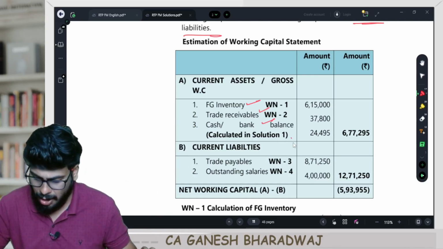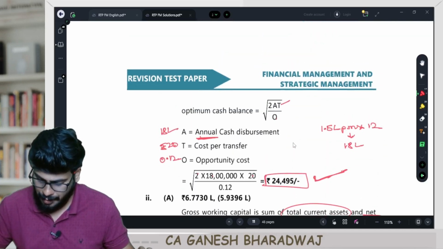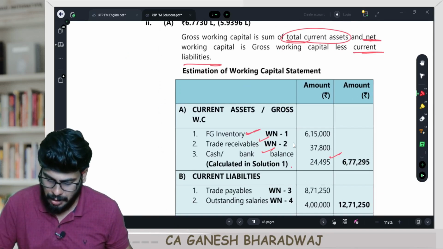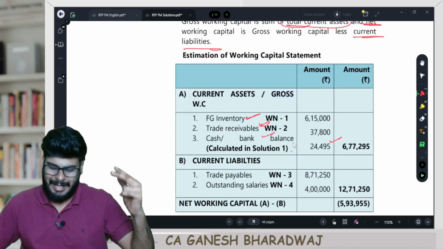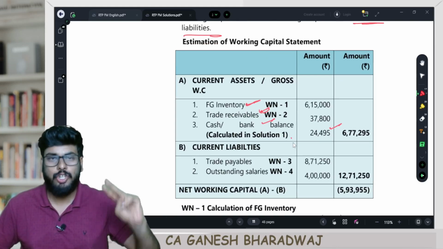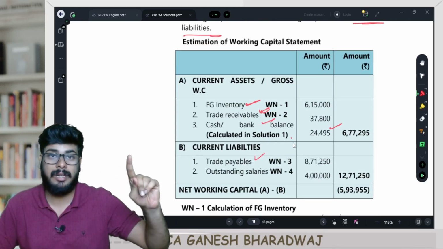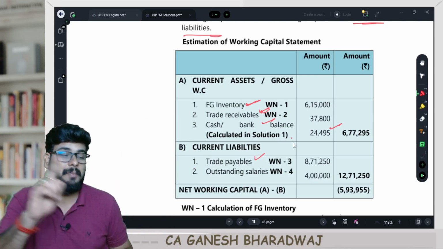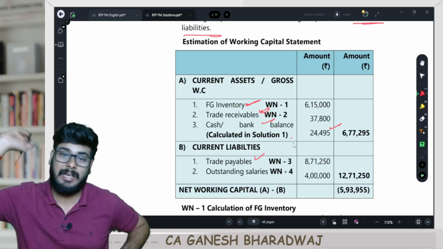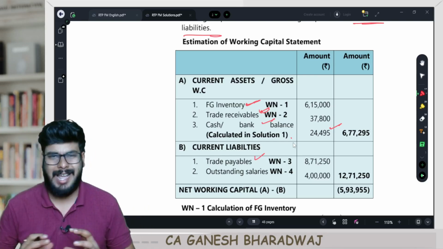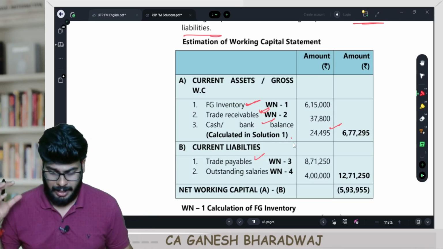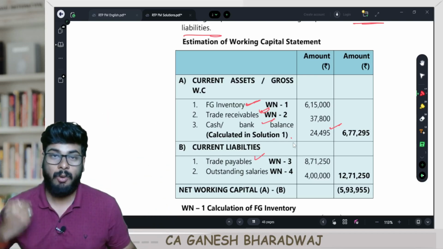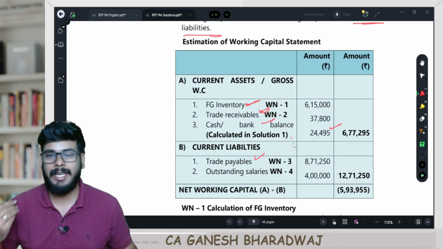Simple. This figure we have already computed, 24,495, which is a part of the first part of the question. Are you clear with this? Ideally speaking, here we just need to calculate these two figures, right? Subtract from this current liabilities. Two current liabilities are there. Number one, trade payables, they have given it, and number two, some outstanding salaries they have given. They are paying it 1 month later, that is in the first of next month. So that is also one more thing, as simple as that. So first, what have I done here? I have listed what are the line items in your working capital. Now let us get into calculating each of these figures.